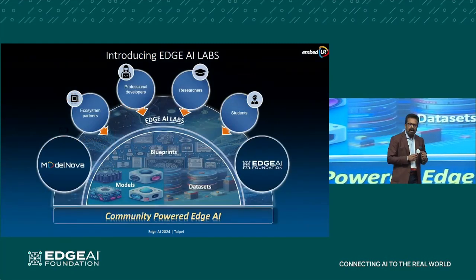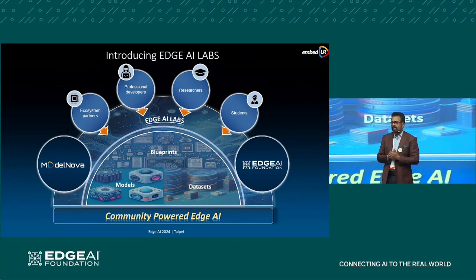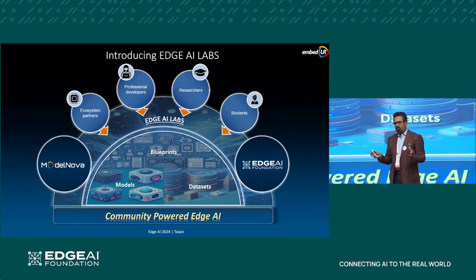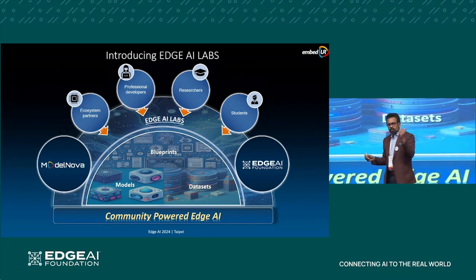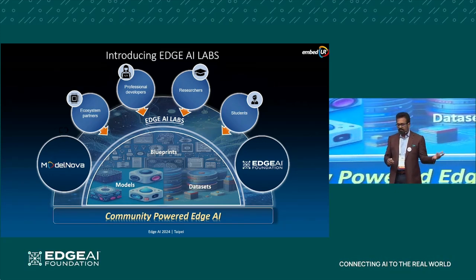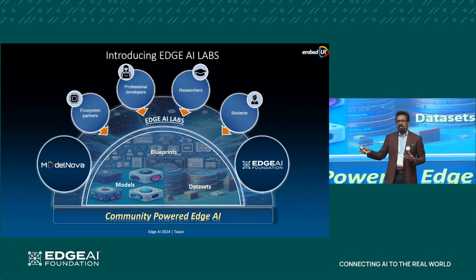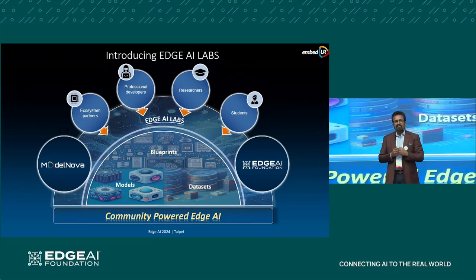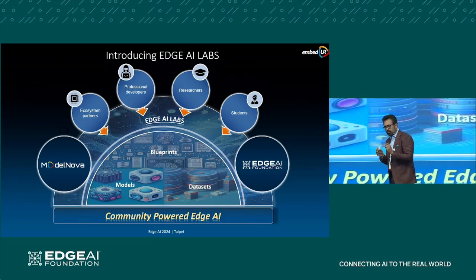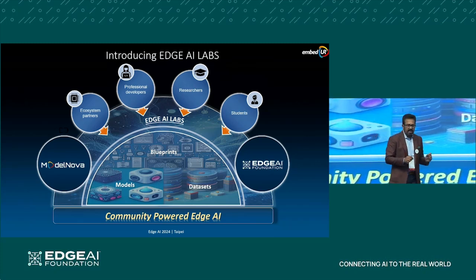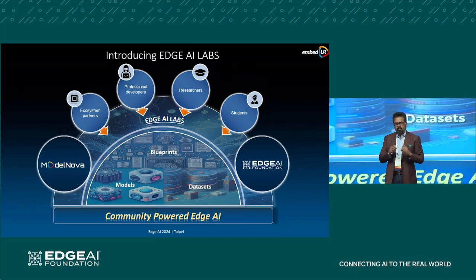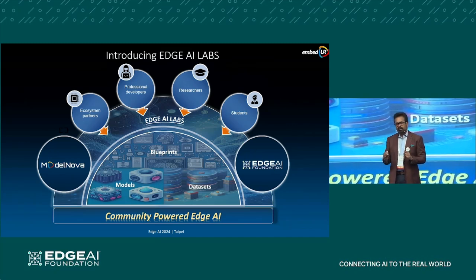With this in mind, we asked how we make this a forum where everybody has access to it, from ecosystem partners to students, researchers and professional developers. That is when we partnered with the Edge AI Foundation. We're going to have an Edge AI ModelNova website that everybody has access to. These models and data sets will be curated, validated and verified, and we will make sure they are accurate so you can bring projects to life really, really quickly.